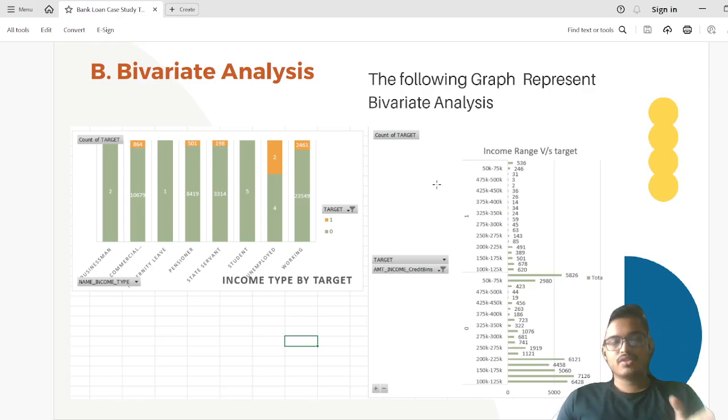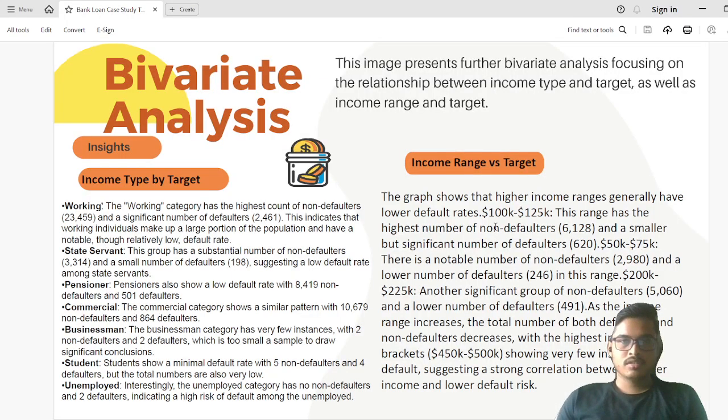The sixth, the seventh and the eighth bivariate analysis is on the income type by target and the income range versus target. Again, we have used a 100% clustered column chart and a column chart. So these are the insights from this. The first chart was the income type by target.